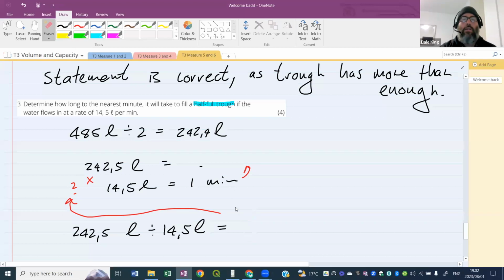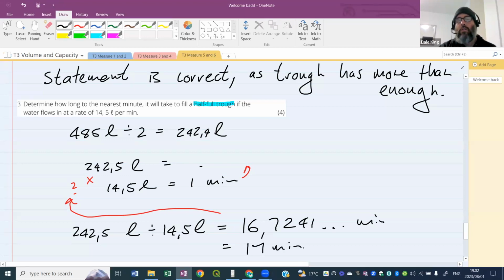We're done. We just need to round that horrible thing off. All right, let me write that horrible thing down. So 16,7241, blah, blah, blah. And this is minutes. Yes, Mohammed, I see that hand. Hold on. So we round this off now to the nearest whole minute. There we go. We're done.